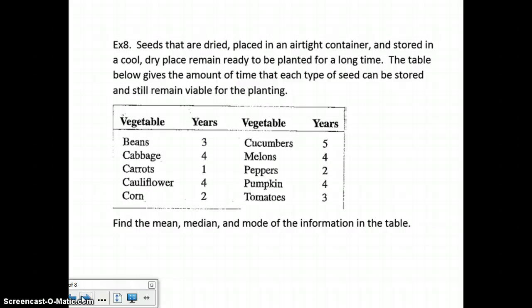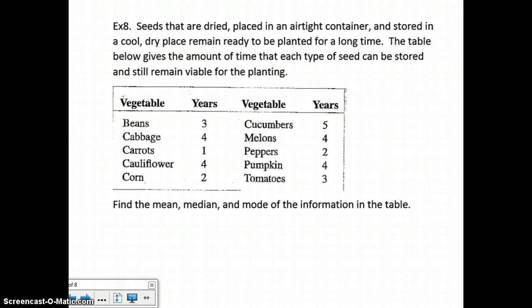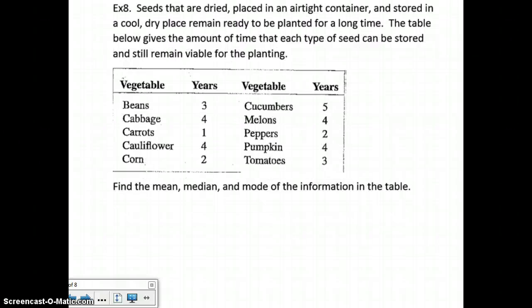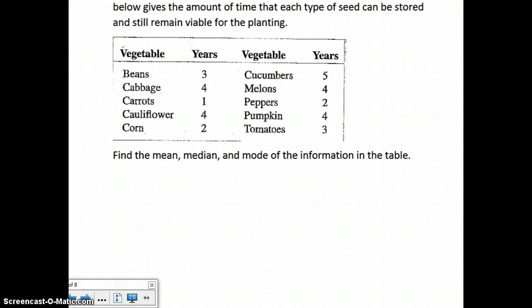And we have one more here on the last page. It says that seeds are dried, placed in an airtight container, and stored in a cool, dry place, remain ready to be planted for a long time. The table below gives the amount of time that each type of seed can be stored and still remain viable for planting. And so we have different vegetables and then how long they can be stored. All it wants us to do is find the mean, median, and mode for the set of data.